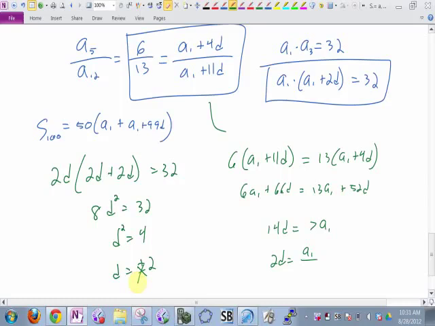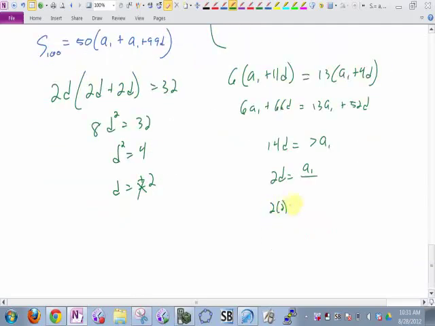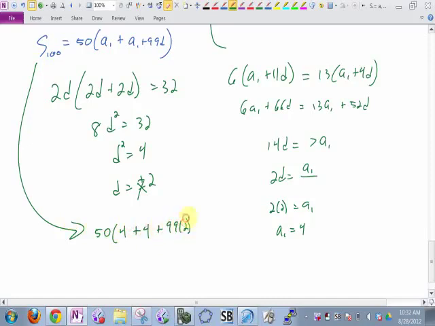That was great. Then we can plug 2 in here, and what's the first term? 4. So then we can find the sum of the first 100 terms. 50 times 4 plus 4 plus whatever 99 times 2 is. Figure that out. You're good to go. Oh, sweet.